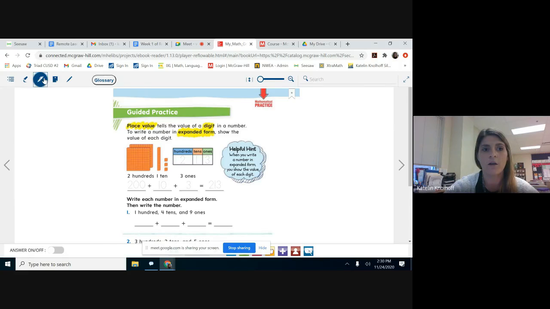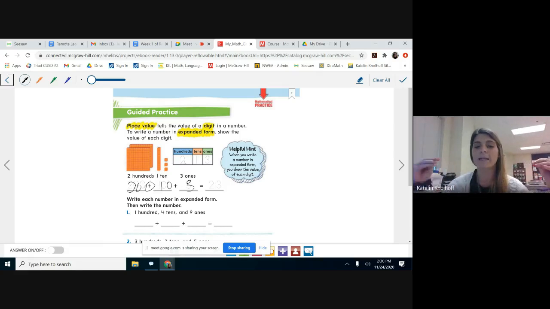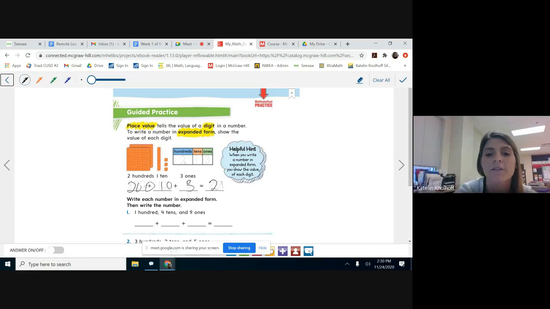So if I'm looking at the place value of the 2 in the hundreds place, I know that equals 200. If I'm looking at the value of the 1 in the tens place, I know that equals 10. And if I'm looking at the value of the 3 in the ones place, we know that is 3. So I expanded that number out, and now I'm going to put it back together. So that number is 213.